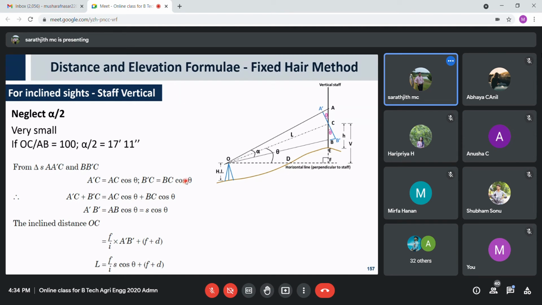Then A dash C plus B dash C, which is the line A dash B dash, is equal to the sum of these values: AC cos theta plus BC cos theta. AC plus BC is what? AC plus BC is AB. So AB cos theta. What is AB? This is the staff intercept S. So it is S cos theta. Is that clear? Yes, sir. You want me to repeat? Anyone?